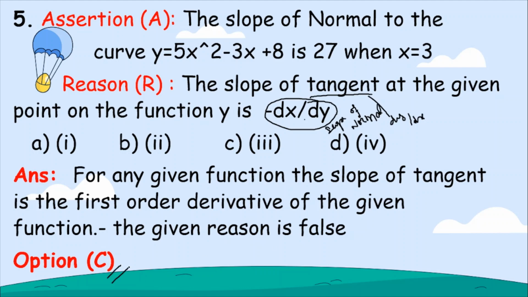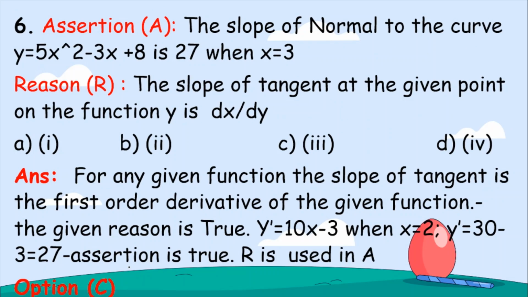Now we need to check the assertion. Question number 6. Assertion A. The slope of a normal to the curve is 27 when x equal to 3. Same like the previous question, the same statement, same x value. The reason is the slope of the tangent at the given point on the function y is dx by dy. The slope of the tangent is dx by dy. Even now it is not dx by dy, it is dy by dx. Again the reason is false. We go for option C.